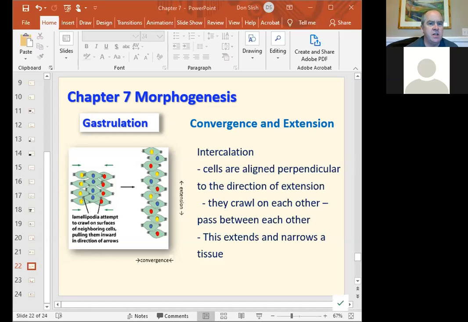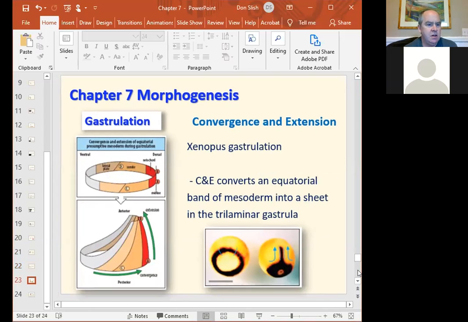C&E causes, and this is cool, when you finally get a three-dimensional understanding of what's going on, your convergence and extension is causing the equatorial band of mesoderm to squeeze through the blastopore. When it does, it becomes a long sheet of mesoderm layered between ectoderm and endoderm. This is like biological magic. If you look at slide 23, the top one is the mesoderm from the Xenopus embryo.